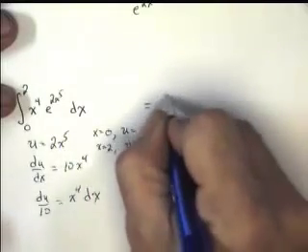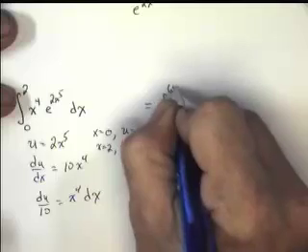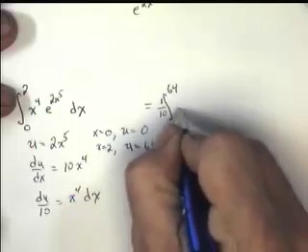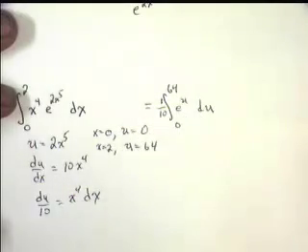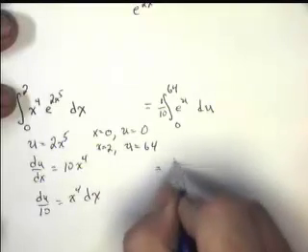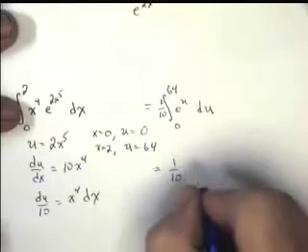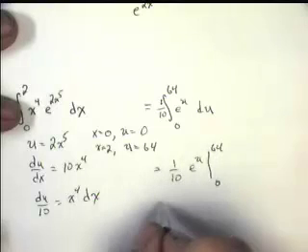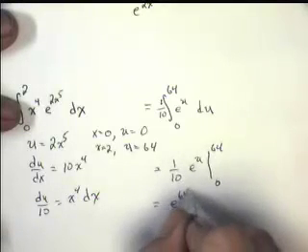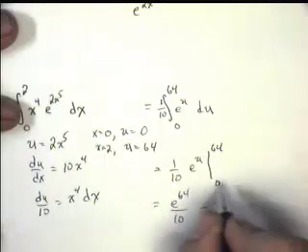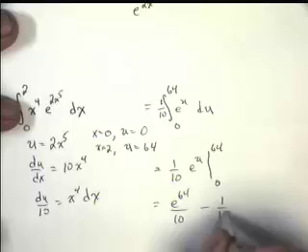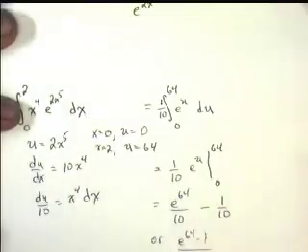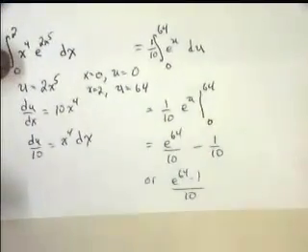So this becomes the integral from 0 to 64. X to the 4th dx is du over 10, so that's 1/10 e to the u du. And that's 1/10. The antiderivative of e to the u is e to the u, so it's e to the u evaluated from 0 to 64. So that's e to the 64, which is a huge number, over 10, minus e to the 0, which is 1. Or (e to the 64 minus 1) over 10.